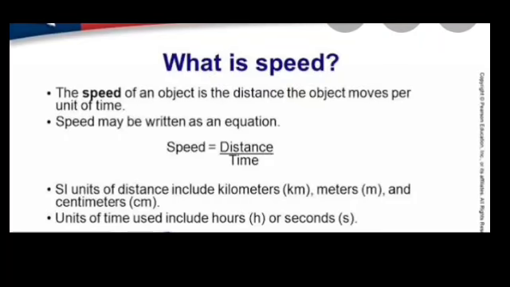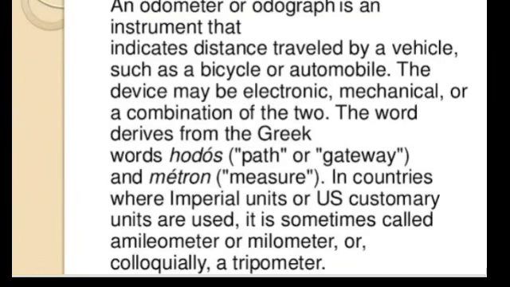Odometer: an odometer or odograph is an instrument that indicates the distance traveled by a vehicle such as a bicycle or automobile. The device may be electronic, mechanical or a combination of the two. The word derives from the Greek words hodos, meaning path or gateway, and metron, meaning measure. In countries where imperial units or US customary units are used, it is sometimes called a milometer or colloquially a tripometer.